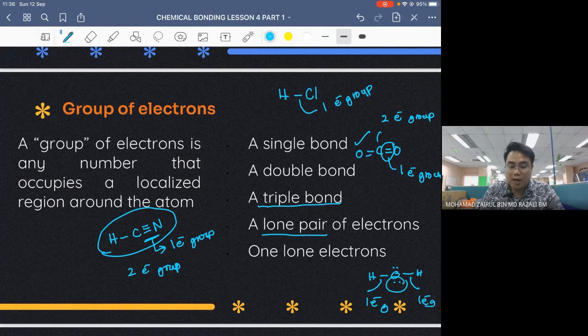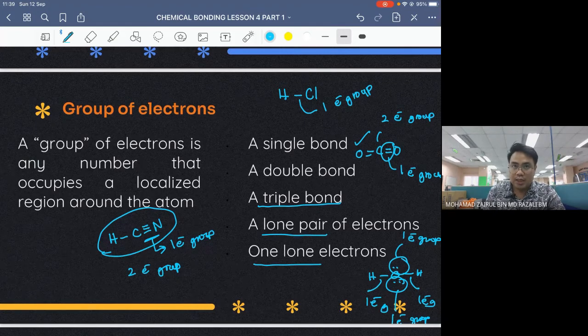Okay, this one pair of lone pair, kita also consider this sebagai one electron group, and this one we also consider sebagai one electron group. So the total number of electron groups in the water molecule is equal to 4. Okay, one lone pair, one lone electron, we also consider as one electron group.